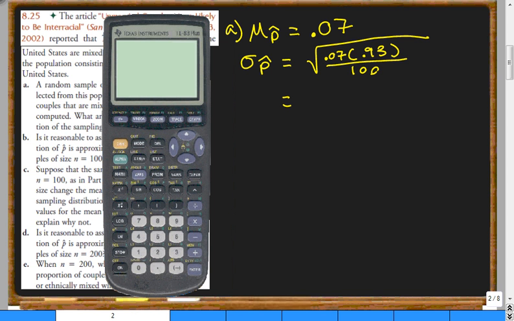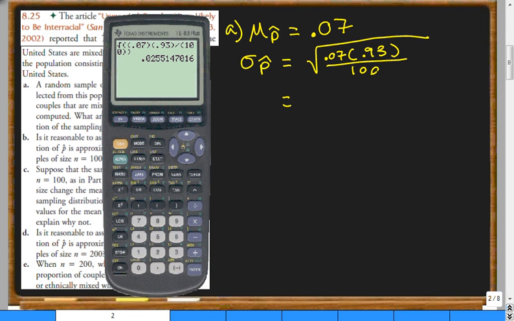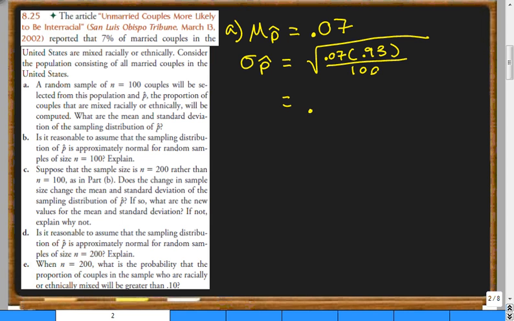So we're going to do the square root of the numerator, which is 0.07 times 0.93, and then we're going to divide that by 100. So you should get 0.0255.